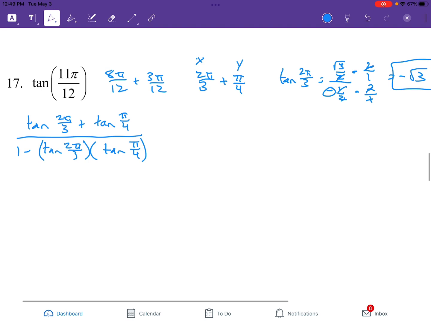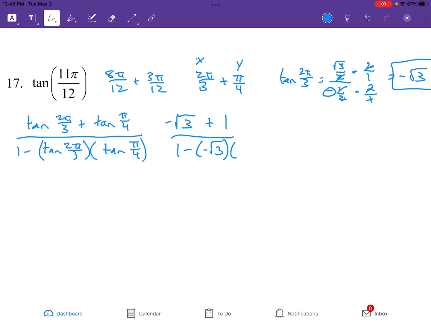So we can replace the tangent of 2 pi over 3 with negative root 3. Plus, the tangent of pi over 4 is going to be 1. And we have 1 minus the tangent of 2 pi over 3, which is negative root 3, times the tangent of pi over 4, which is positive 1. So what we have on the top is negative root 3 plus 1. On the bottom we have 1, and then negative root 3 times 1 is negative root 3, but then there's 2 negatives in a row, which gives us a positive root 3. Let's make that an equal sign.